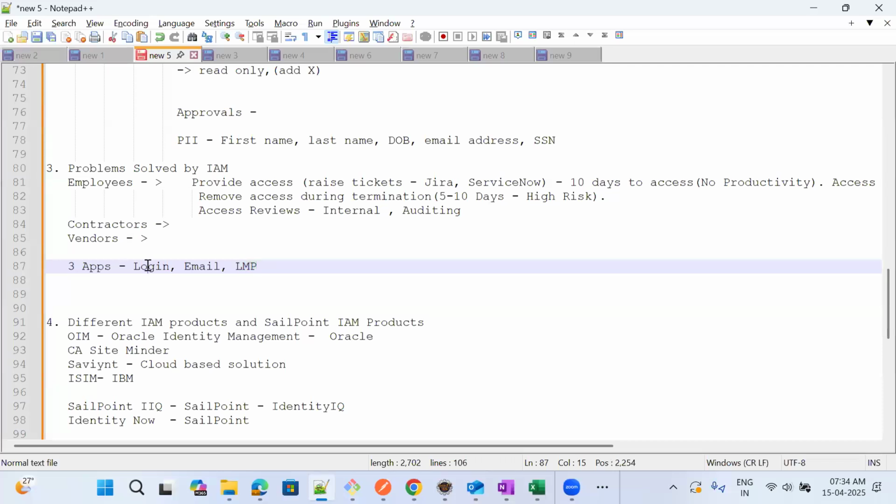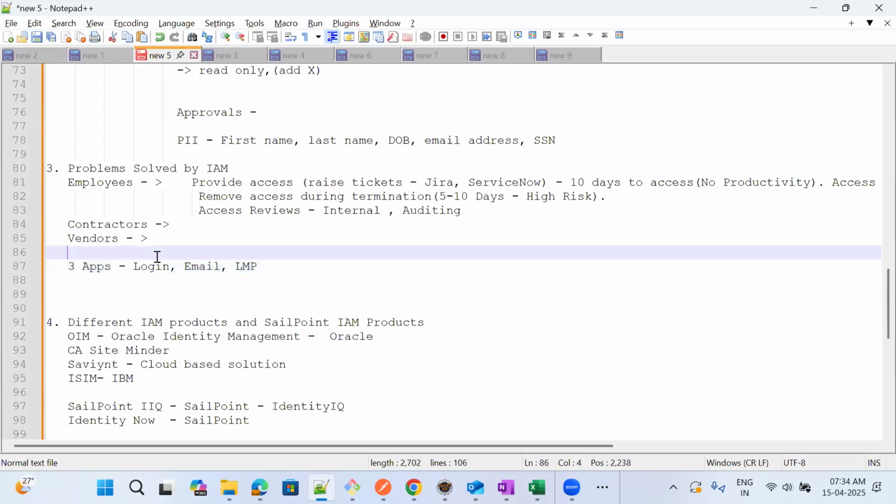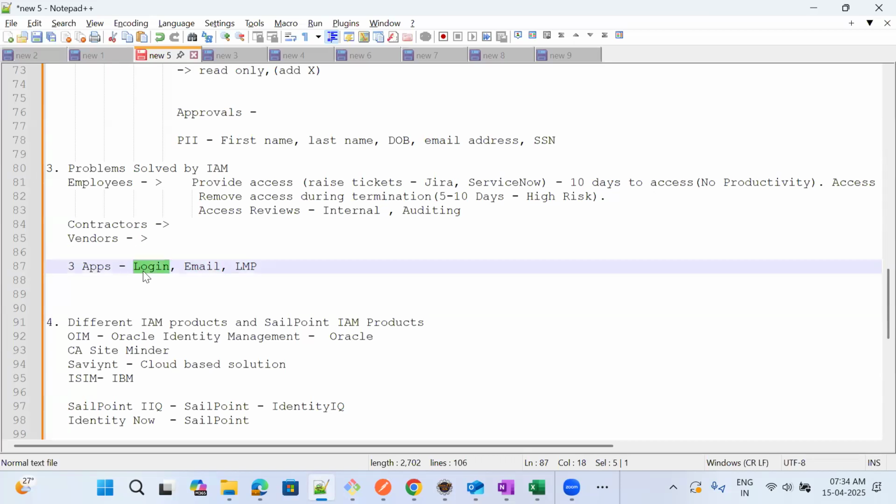Each ticket will be assigned to a separate team. Let's say for login management, we'll have a bunch of people, like 5 people, who will take care of the login access for all users manually. Similarly for email and for the learning management portal. Whenever they get tickets, it takes some time. There will be a buffer time. They may take 2 days to provide the access, or sometimes 10 days.